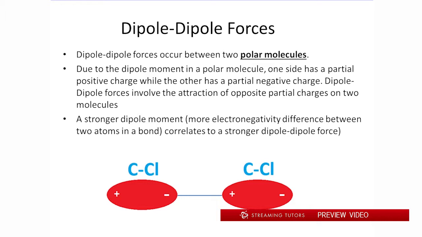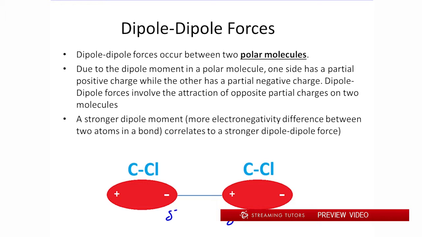So the first one we have is the most simple. The dipole-dipole force is going to occur between two polar molecules. And let's look at how that happens. As we know, any polar molecule is going to have partial positive and partial negative sides. We see that drawn down here like so.